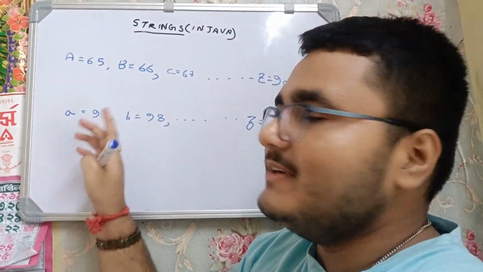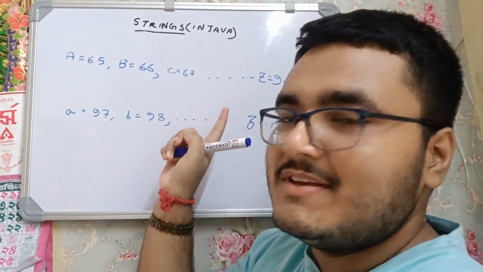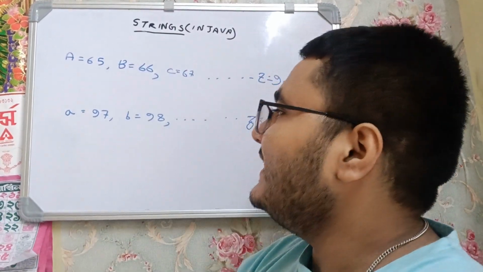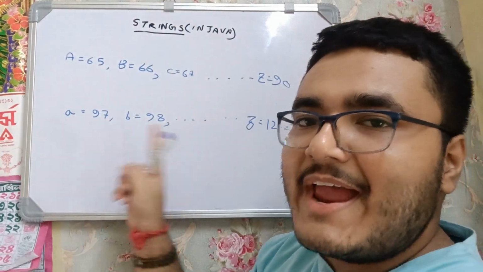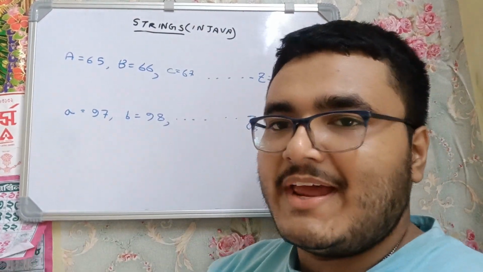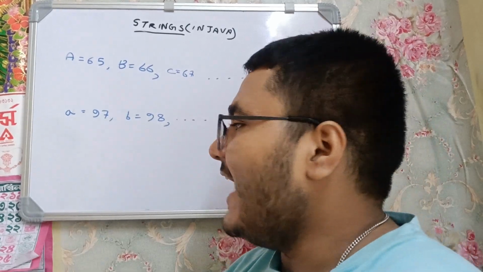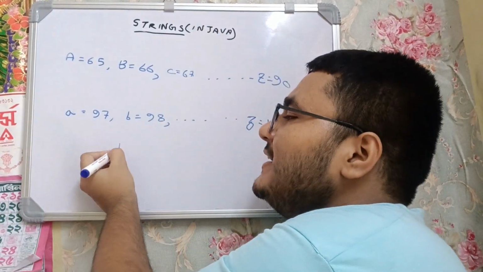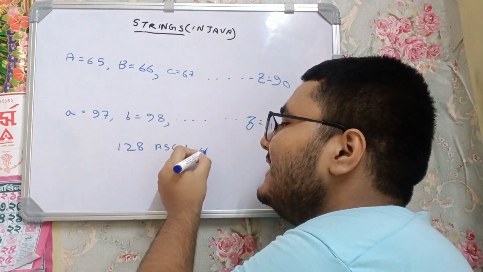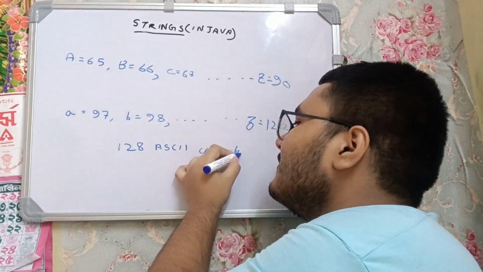So 97, you may have a question. After 90 you have directly started from 97 in small a. In between 90 and 97, from 91 to 96, there are other characters stored, right? ASCII values, we have 128 ASCII characters. Okay, 128 ASCII characters for a system.